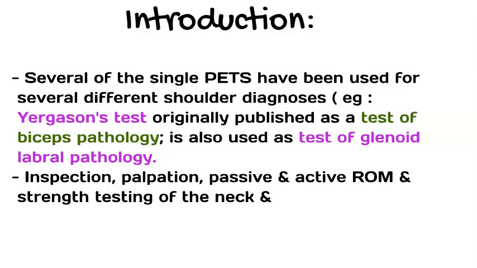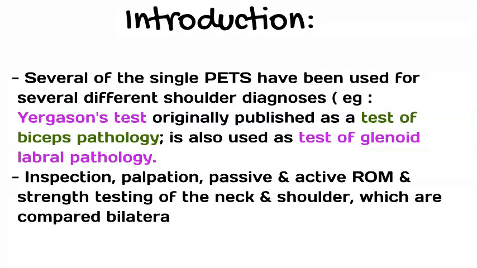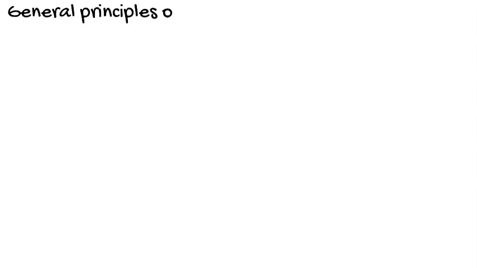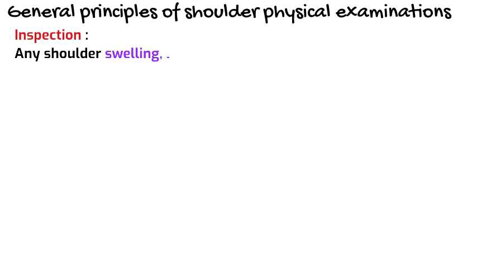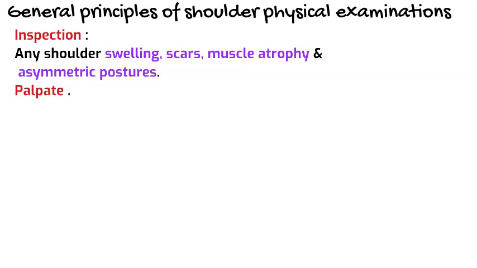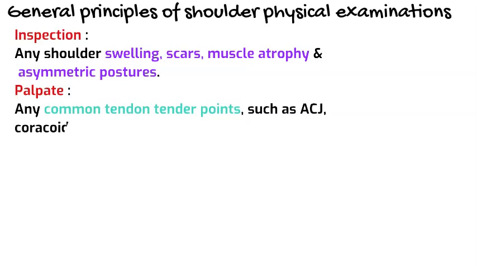Inspection, palpation, passive and active range of movement, and strength testing of the neck and shoulder, which are compared bilaterally, is done. General principles of shoulder physical examination. On inspection, look for any shoulder swelling, scars, muscle atrophy, and asymmetric posture. Palpate any common tender points such as the acromioclavicular joint, coracoid process, and greater and lesser tubercles of the humeral head.